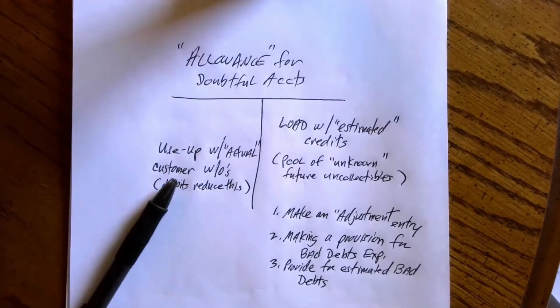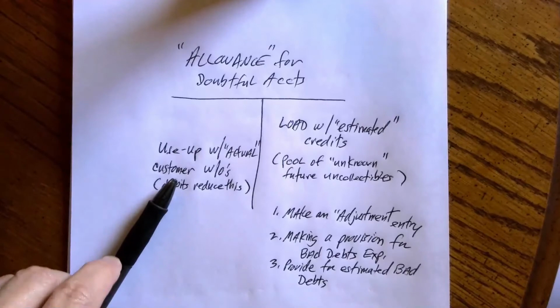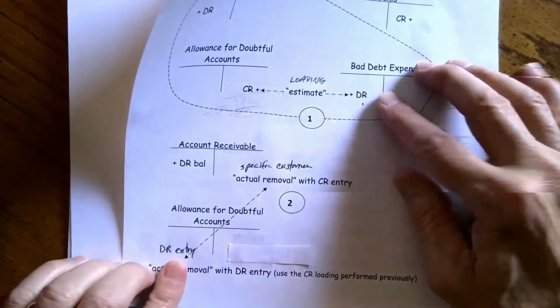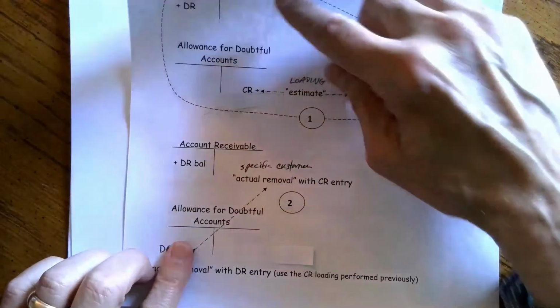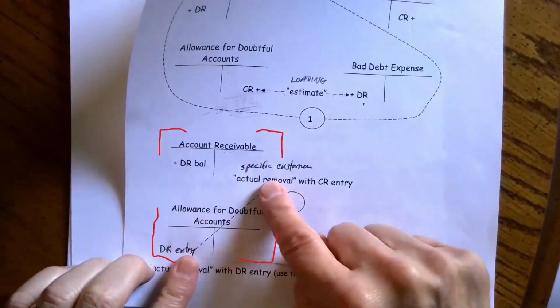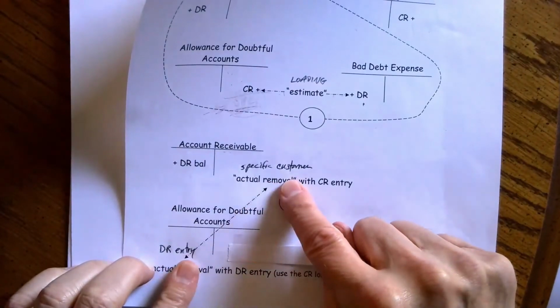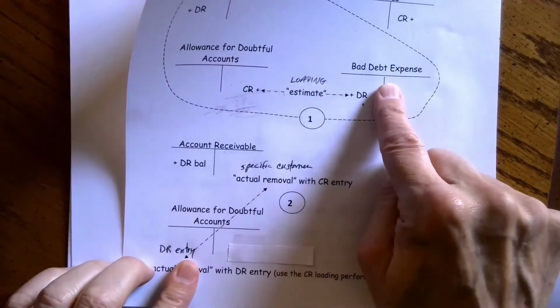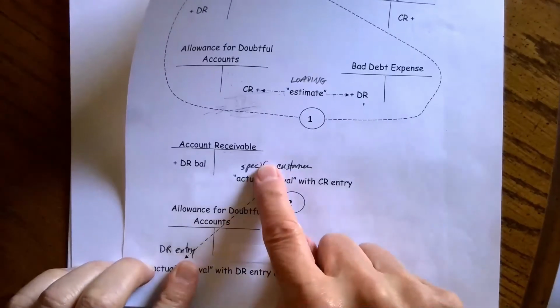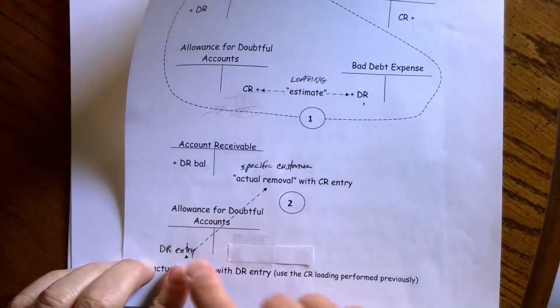And that unloading is strictly a balance sheet entry. Reduce the allowance account, reduce the accounts receivable account. Balance sheet entry. That unloading never affects bad debt expense when a specific account is removed from receivables. The offset is in another balance sheet account.